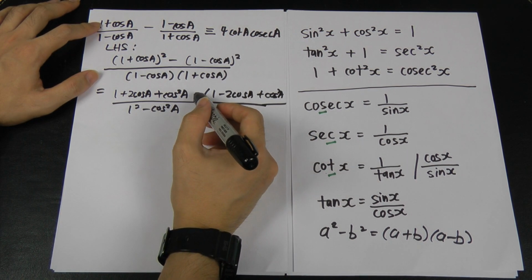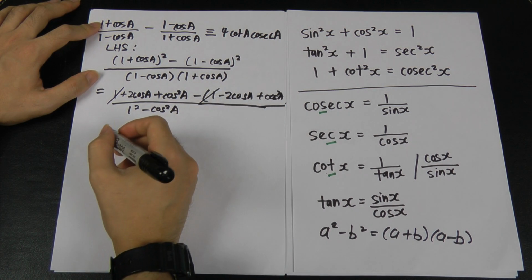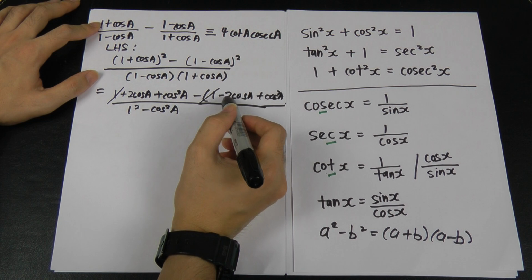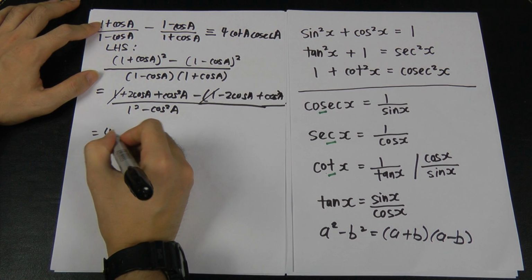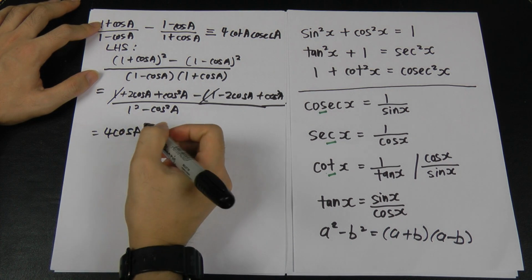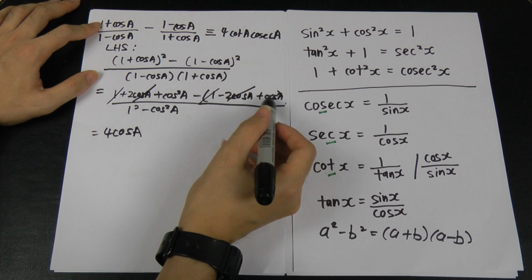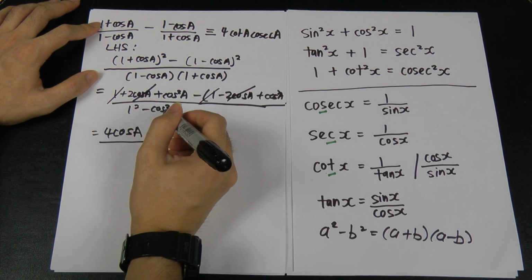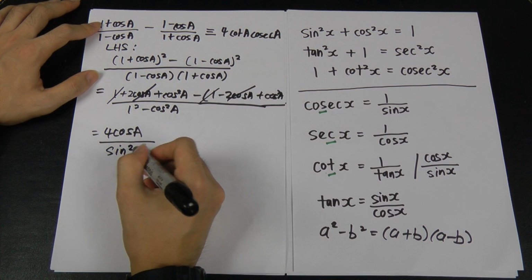Then the negative you have to multiply inside for all of it. If I multiply the negative into 1, I get 1 minus 1, so it's gone. 2 cos A minus negative 2 cos A, negative negative becomes positive, so I will get 4 cos A. Then cos squared A minus cos squared A, I get 0. And then the bottom, 1 minus cos squared, imagine I move the cos squared to the other side, you will get sin squared A.